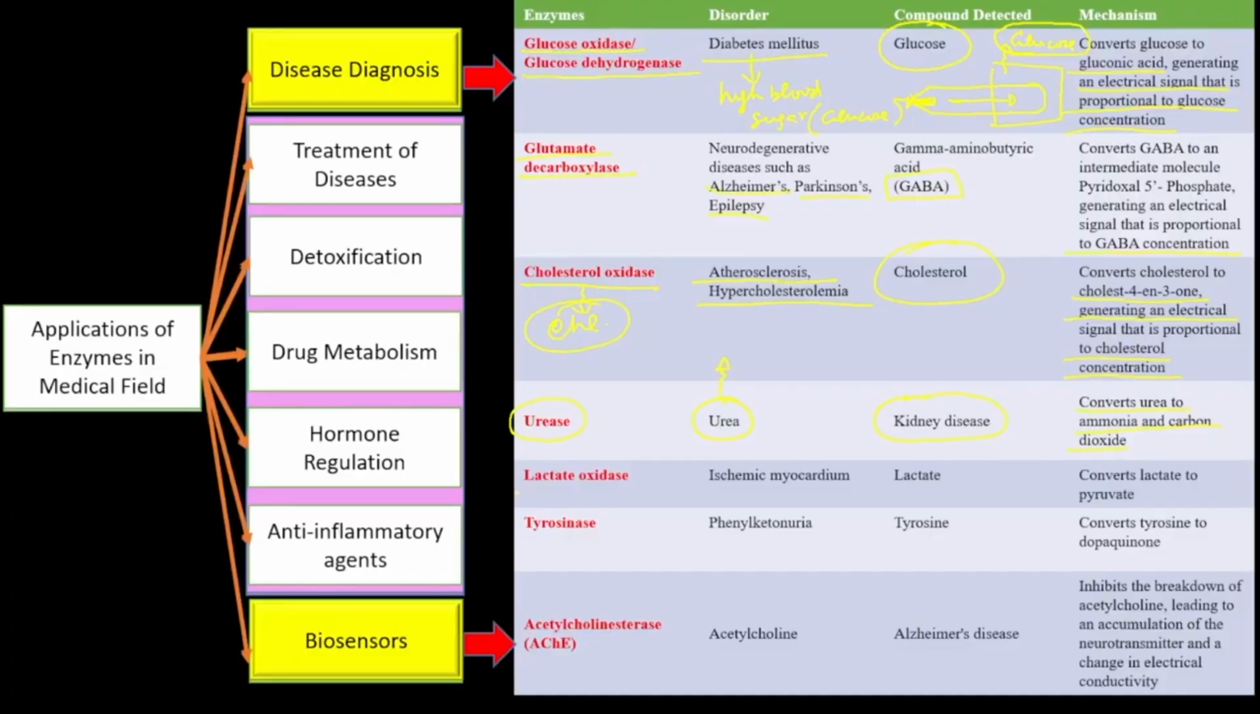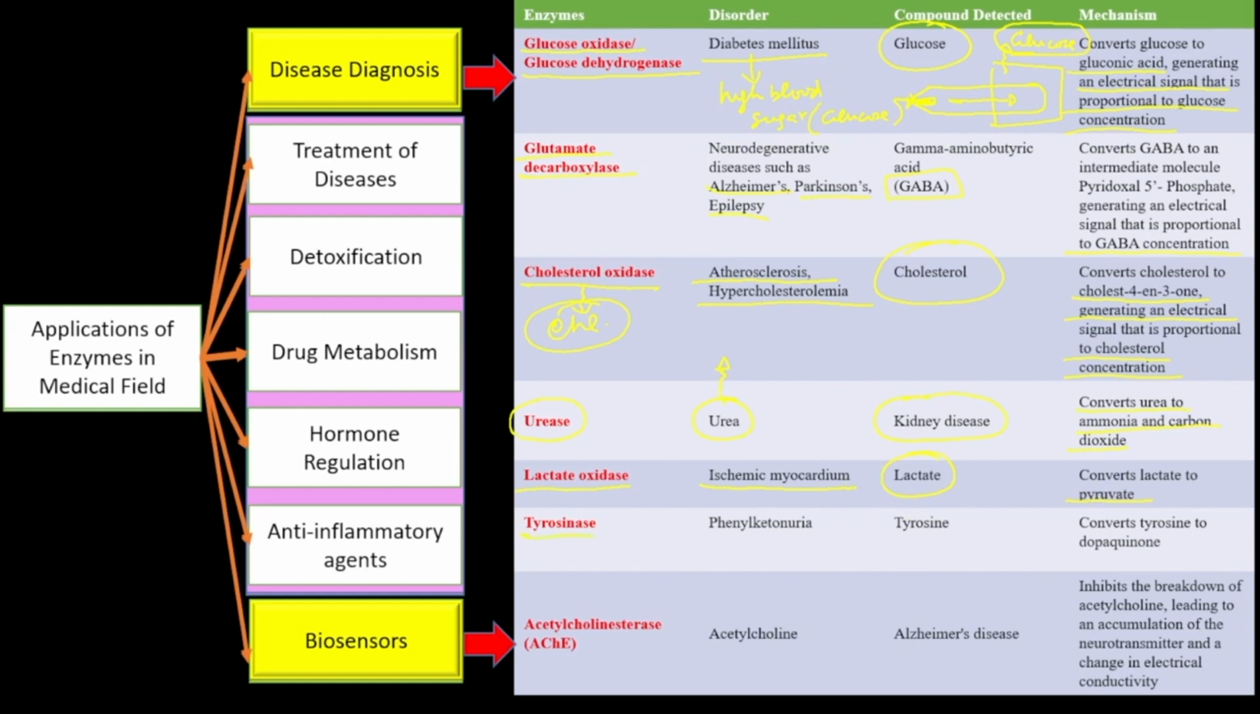Then we have the lactate oxidase. So lactate oxidase is going to give you the detection of the ischemic myocardium, and it detects the lactic acid, right? The mechanism is that it converts the lactate into the pyruvate, and in this process, it is going to detect the amount of lactate present in the biological fluid.